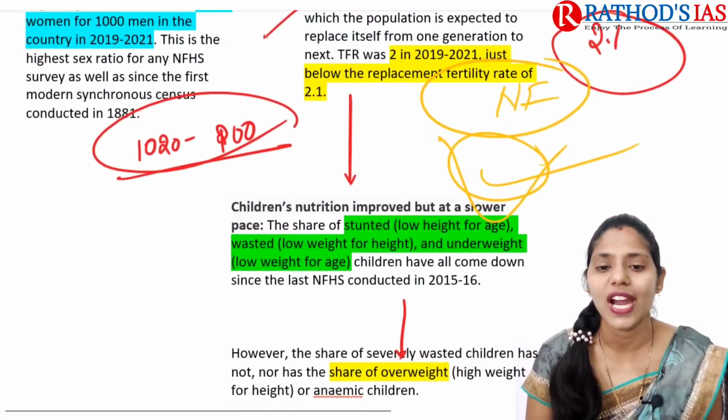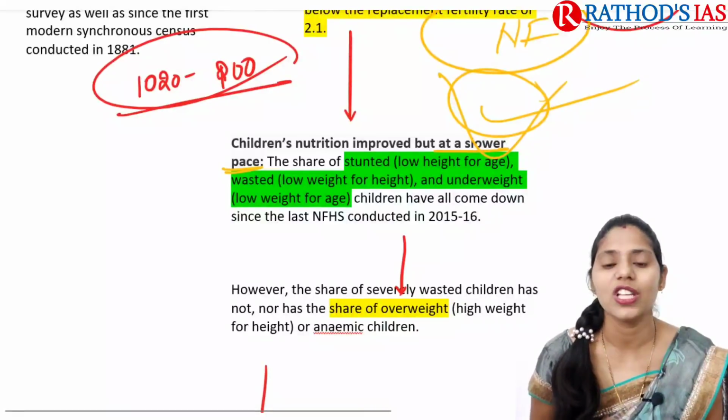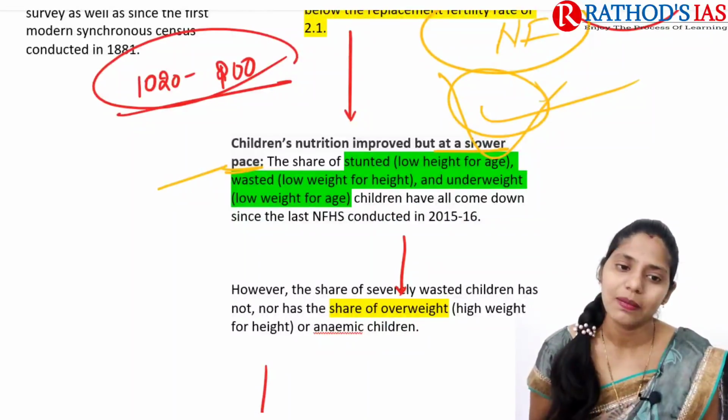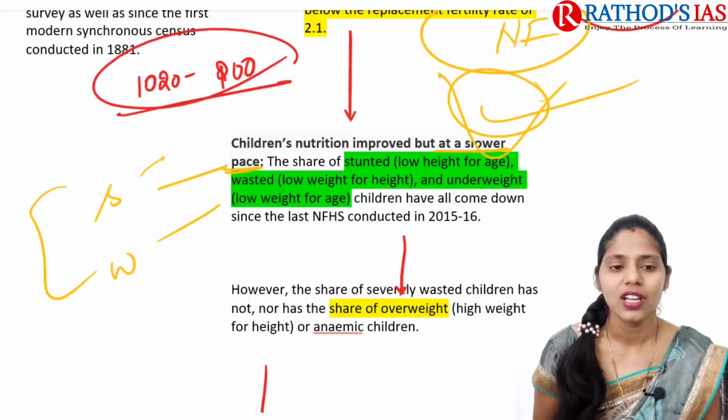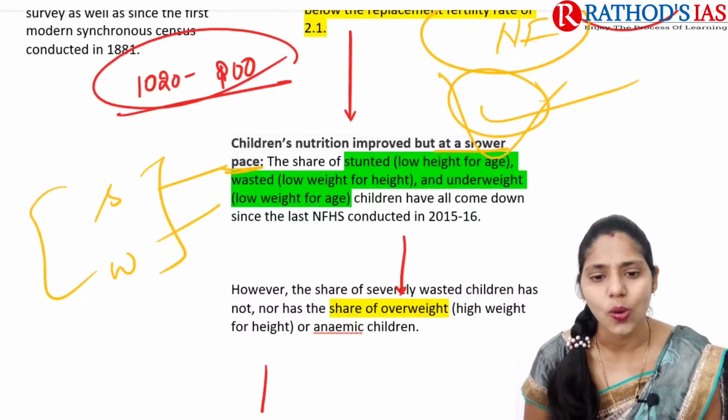And if you are talking about child nutrition, it improved, but at a very slow pace. That means in stunting, in wasting. So when you are comparing with 2015-16, it has improved, but it's very slow.